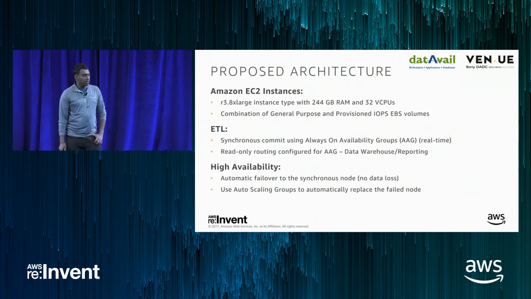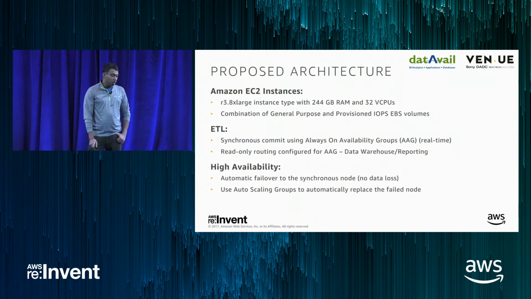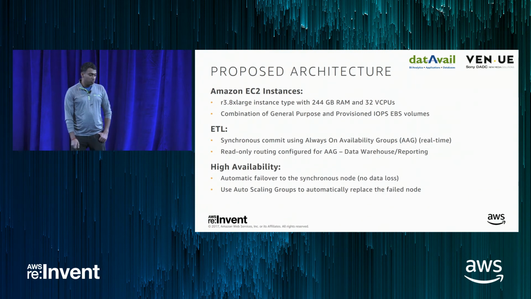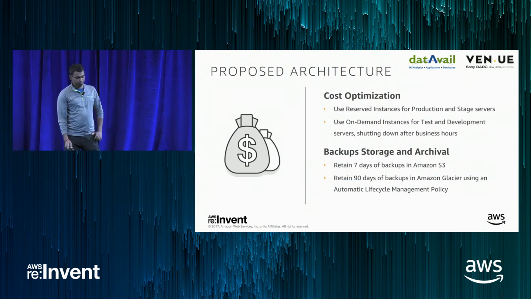So what we did was we configured synchronous commit in the Always On availability groups, and we also configured read-only routing in the AAG so that the read queries can be routed to the secondary replica. And as far as HA goes, we configured automatic failover to the synchronous node, and we used auto-scaling groups to automatically replace the failed node at each primary replica level.